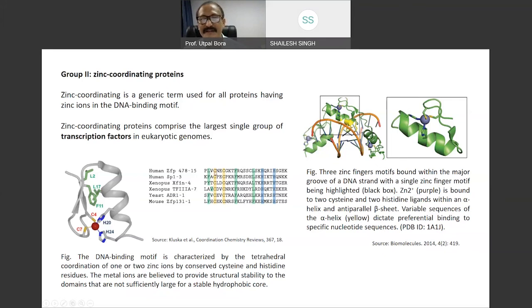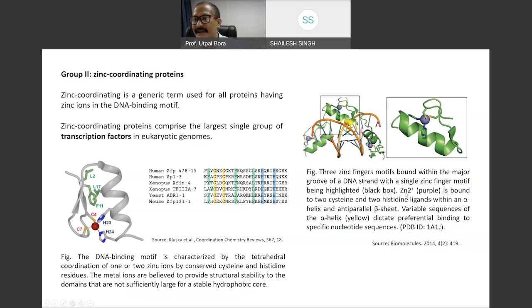So remember, these sequences have some interesting motif where two cysteines and two histidines are there, right? And they play an important, critical role over here. So here, if you go to the left side, you see the three zinc finger motifs found with the major group of DNA strand with a single zinc finger motif being highlighted in the black box.